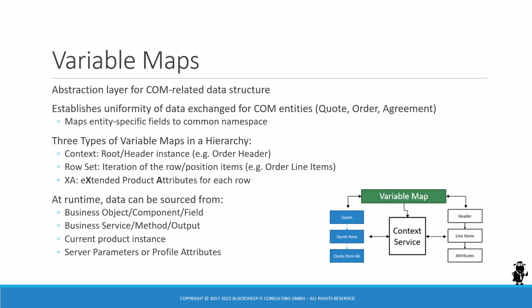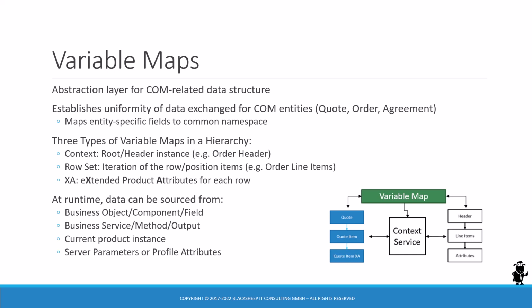For example, you could define a color as an attribute for a keyboard that you sell on your web shop. So that keyboard could come in black, white, red, and blue. And the color is an extended attribute, so it's stored in a separate record associated to the line item.